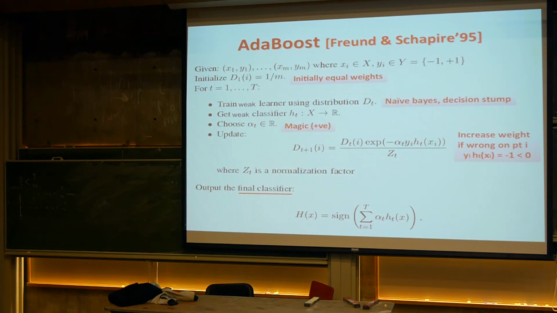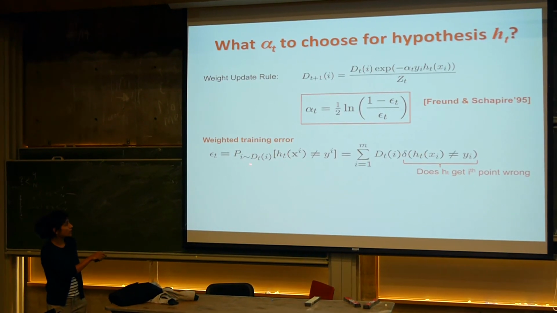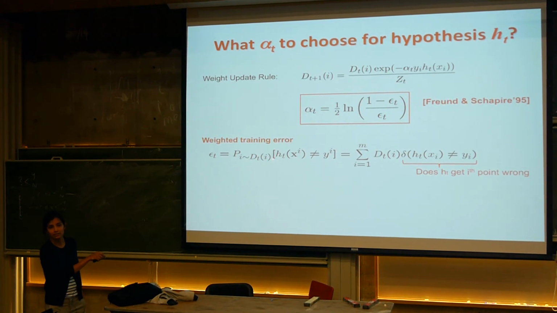All right. Okay, so in fact, let's talk about what is a good setting for alpha t. And what's recommended in the original paper that talked about boosting is that we should set it to be half the natural log of 1 minus epsilon t over epsilon t, where epsilon t is essentially the probability of error for the classifier ht on the current weighted data set dt.